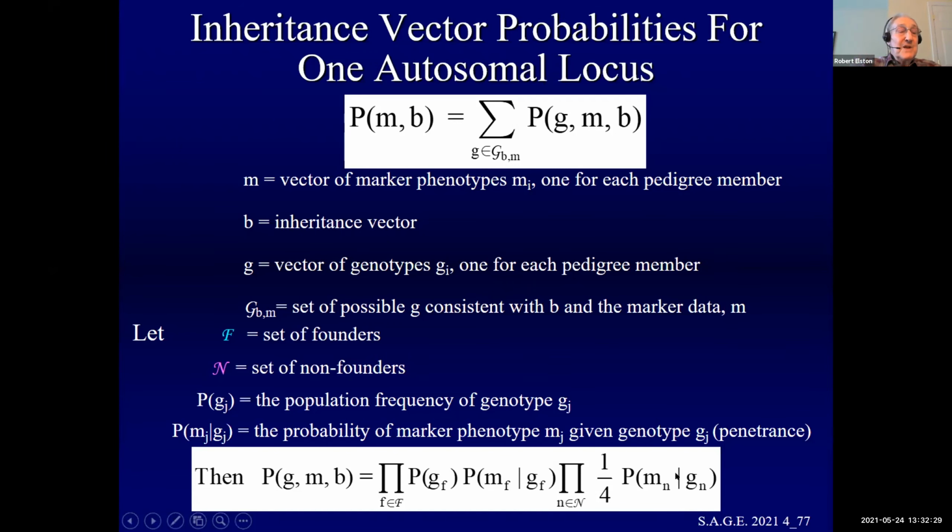All right. So that's all we have to do, really. As long as we know these founder probability values and we know the penetrance here and we know these values here, we get there. We first of all get this and we sum it over all genotypes that are consistent with the B and the marker data. So, sorry, for all possible G consistent with the B and the marker data. That's what I meant to say. All right.